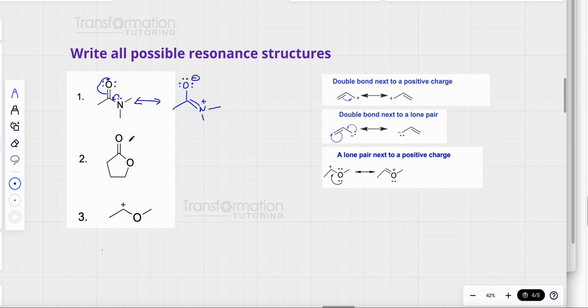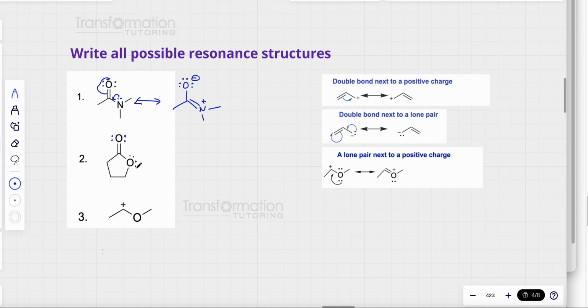Again, the first thing we do is we need to add lone pairs. Oxygen has 2 bonds, which means it has 4 electrons. So we need to add 4 more to give it 8 electrons. This oxygen also has 2 bonds, so it also needs 4 more electrons.